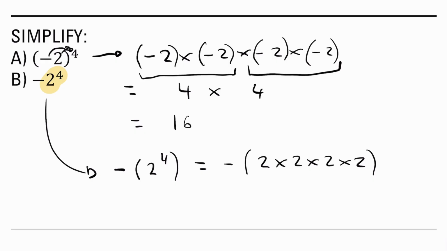This is saying the opposite of 2 to the power of 4. So we would evaluate 2 to the power of 4 and we'd find the opposite of that. So we knew 2 to the power of 4 was 16. And so the opposite of that would then be negative 16.